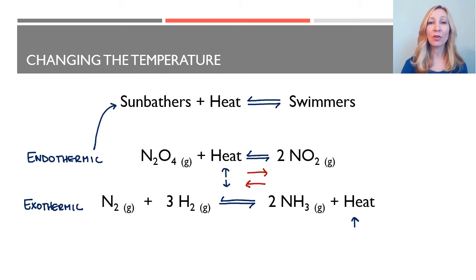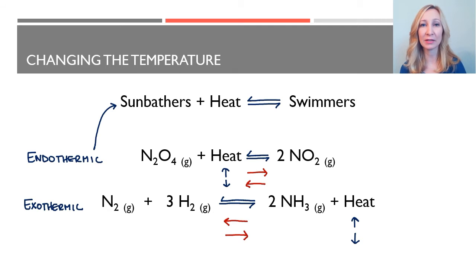So here, if we treat heat like it's actually part of the reaction, like a particle in the reaction, and we increase the amount of heat of an exothermic reaction, that shifts the reaction to the left, to the reactant side of the reaction. And of course, the reverse happens. If we cool down the reaction, then it shifts to the right, or the product side of the reaction.